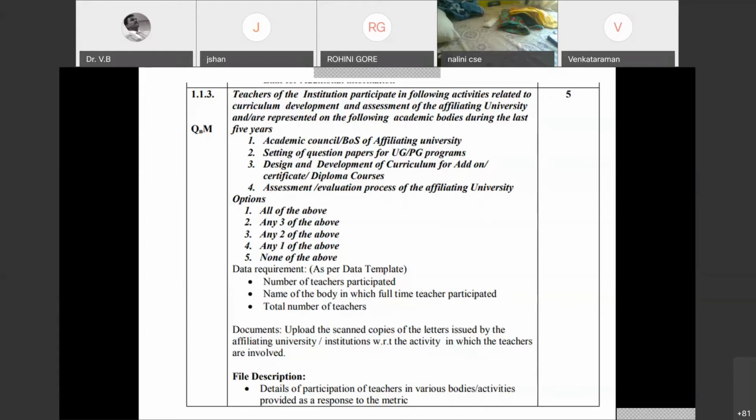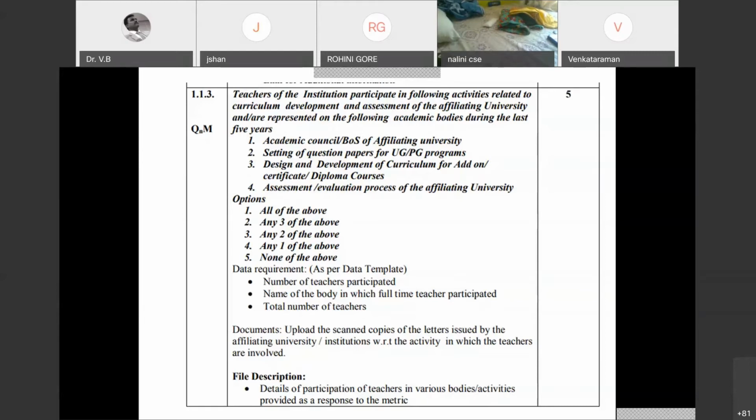So once we say this, for example, out of the 100 staff, if I say as a quantitative number that 70 staff are involved in assessment and paper evaluation, then I need to have 70 letters inviting these 70 different faculties for the paper valuation. So this is what we say quantitative metrics. Any number that you specify here should be supported by the corresponding document.